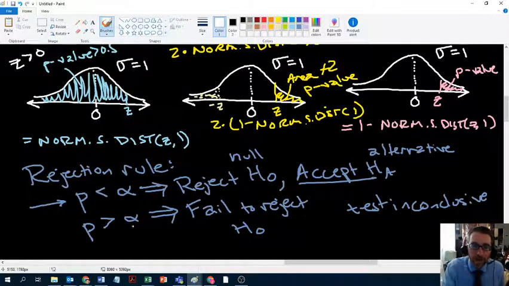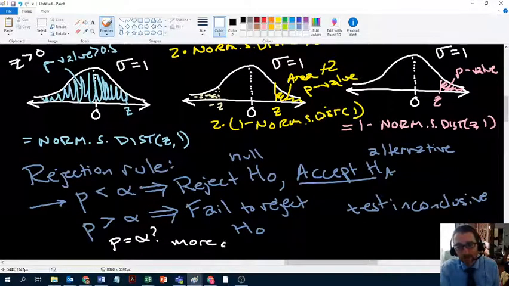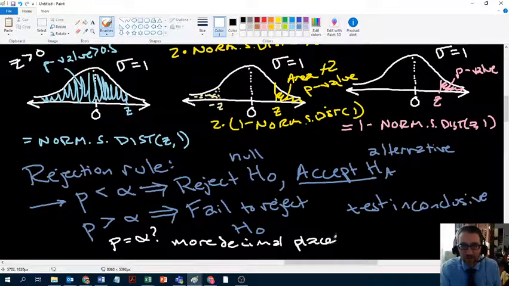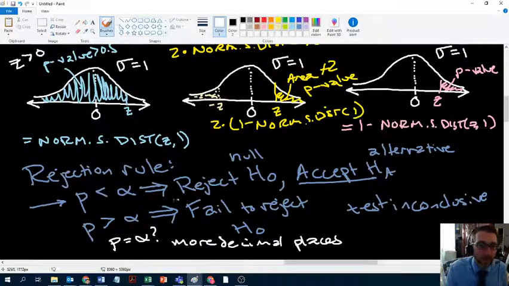What about if p is equal exactly to alpha? Well, that should never happen. You just need more decimal places. Eventually, if you go enough decimal places, the chance of getting the sample you got is never going to be exactly 0.05, and so we don't need to worry about that. The probability of that happening is actually 0. So our p-value is going to be less than alpha, or greater than alpha.